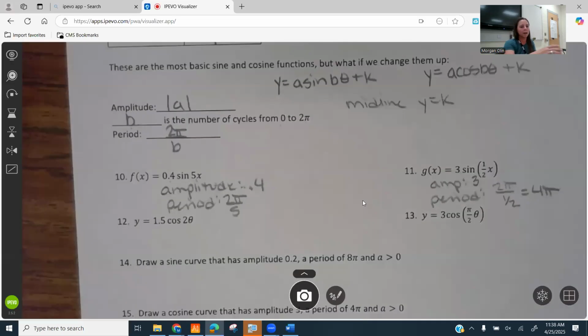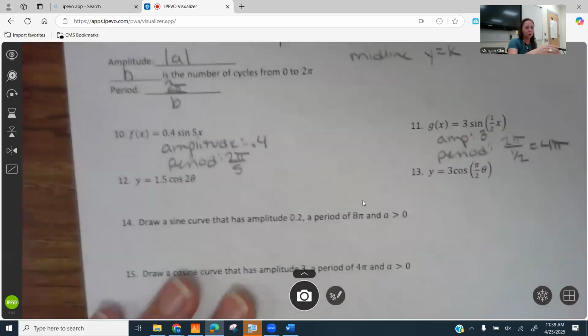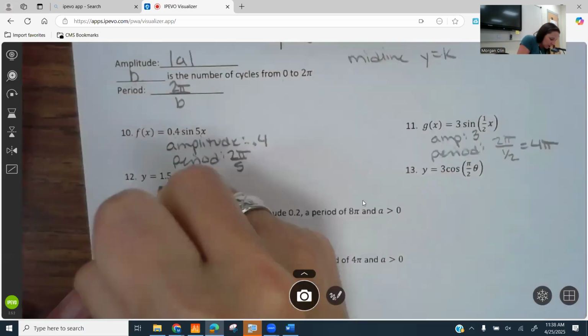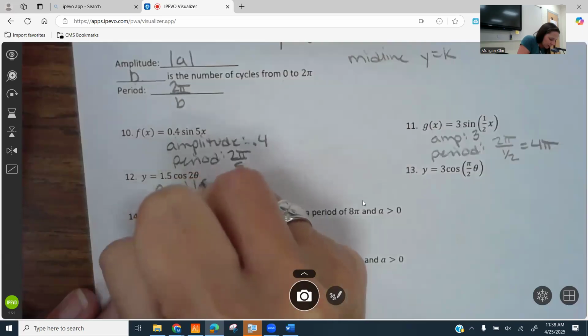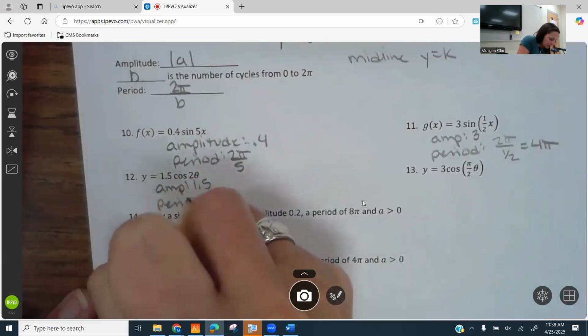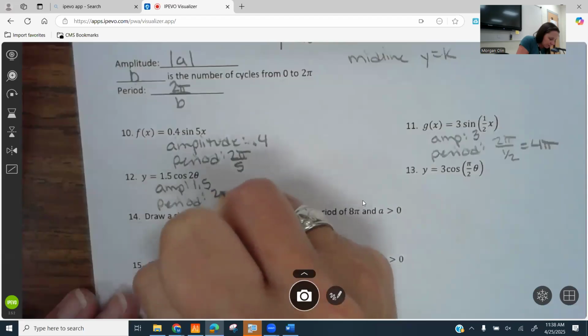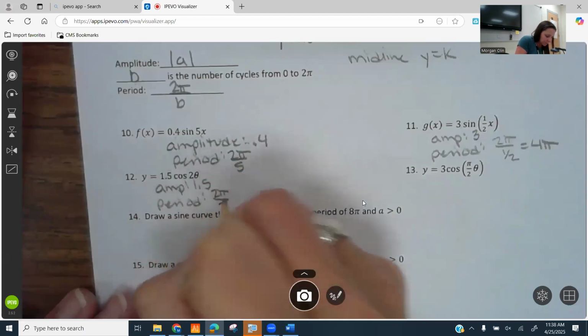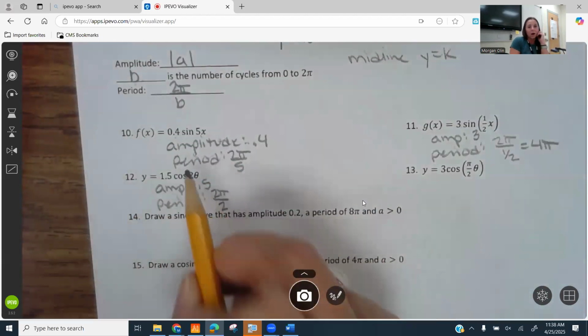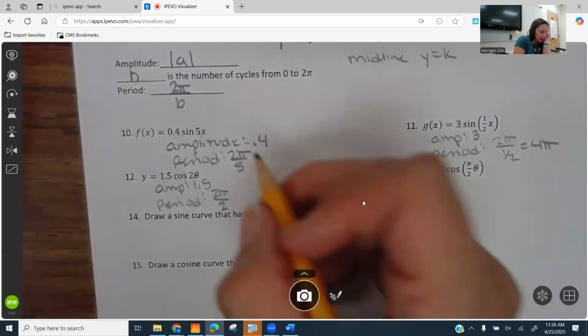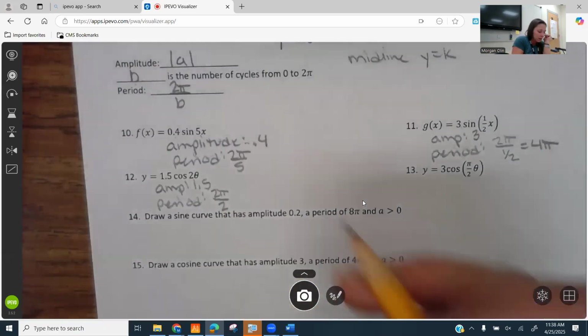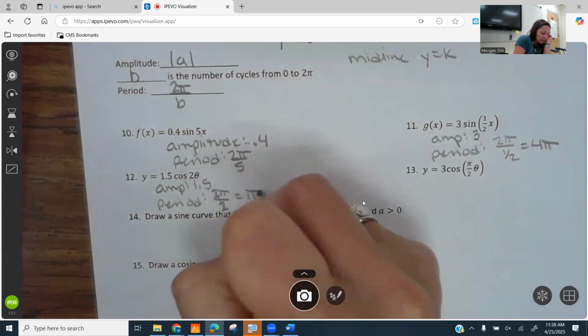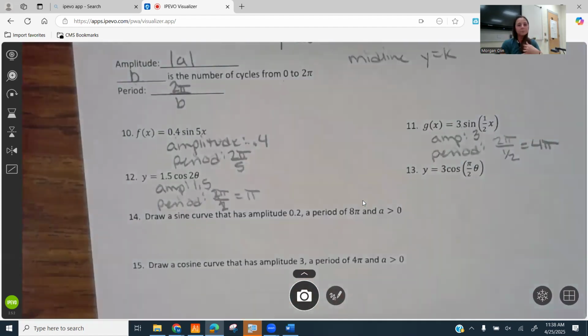Going back. Here we go. What is our amplitude? Our amplitude is 1.5. What is our period? Remember the formula, 2 pi over b, so 2 pi over 2. Now, if there's nothing in front of theta, our b value is 1. And it'd be 2 pi over 1. Here, the 2's cancel, and so the length of our period is just pi.